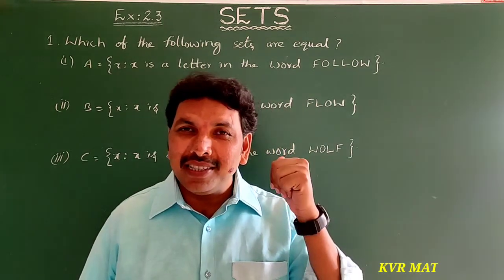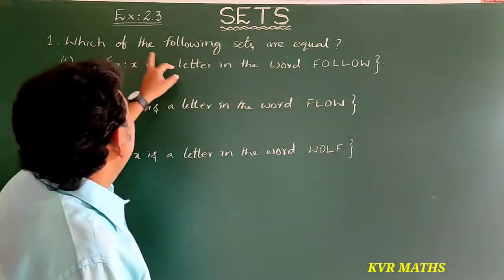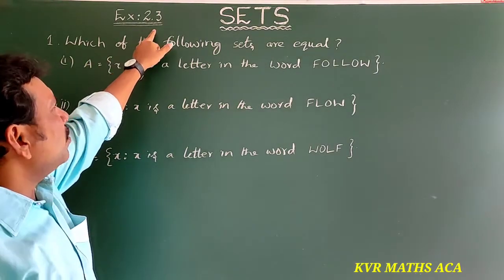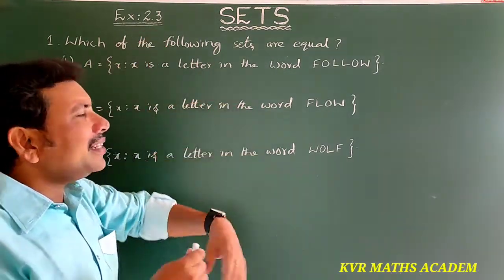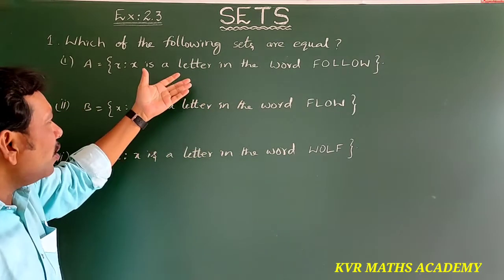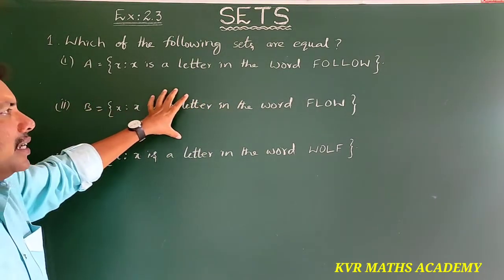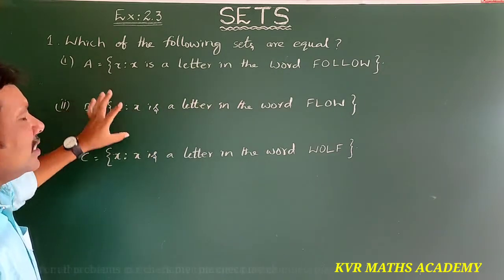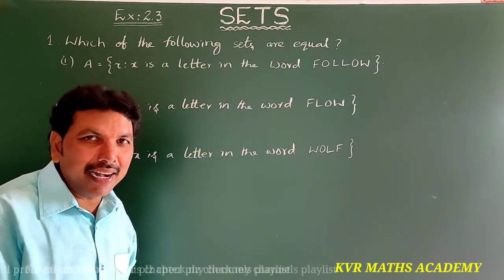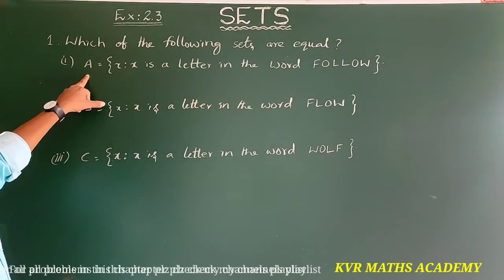Yes, let's go through this. See, this is the first question in exercise 2.3. Which of the following sets are equal? Here three sets are given. In these three sets, which sets are equal, we should say. Let us read one by one.